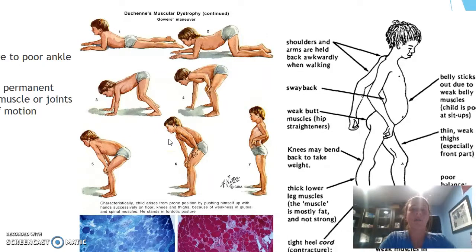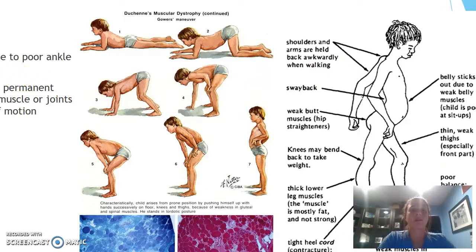Also because of this severe weakness in the pelvis and back, you also see what's called waddling gait. The child's pelvic girdle is so weak that they are not able to stabilize their pelvis. So when they walk, they sway from side to side in a waddling motion. I also have that highlighted in the second picture.